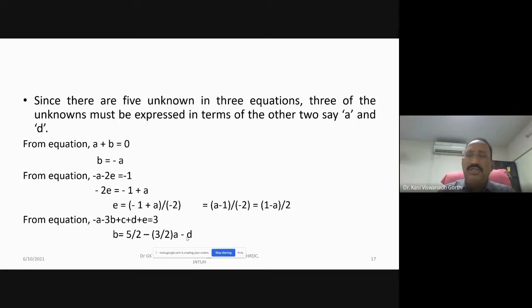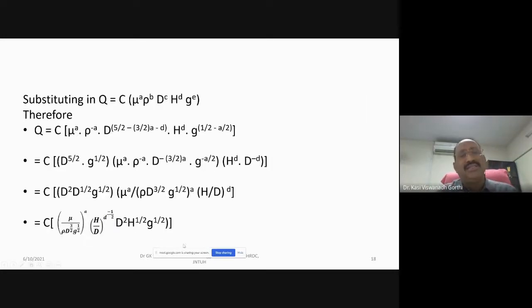You substitute these in our exponential equation. Our exponential equation is Q is equal to C into mu to the power a, rho to the power b, D to the power c, H to the power d, g to the power e. Substitute for all the variables what you have got now. a anyway is taken as a only, and b is equal to minus a. So, rho to the power b, rho to the power minus a.